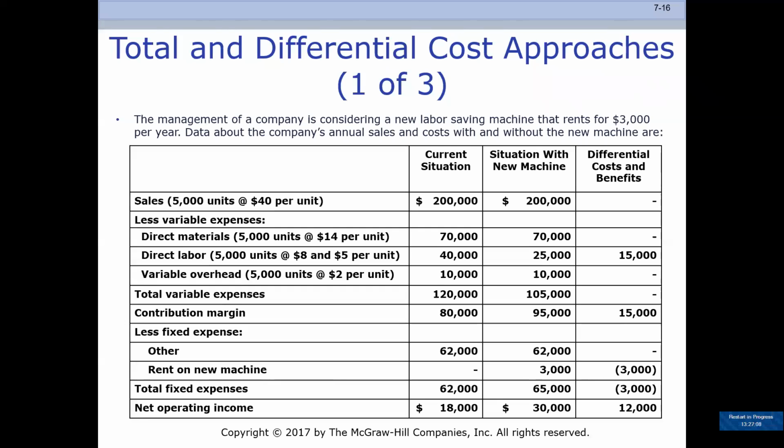It shows everything. What's the disadvantage? It shows everything, including stuff that's irrelevant. The advantage of the differential approach, where all you show is the 15 and the 3, is that it highlights what the differences are. The disadvantage is it may not be easy to determine right away what's relevant and what isn't. Some people feel uncomfortable using the differential approach or the incremental approach.